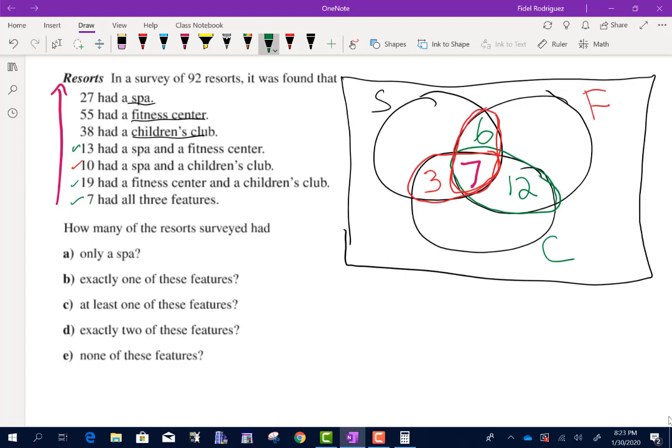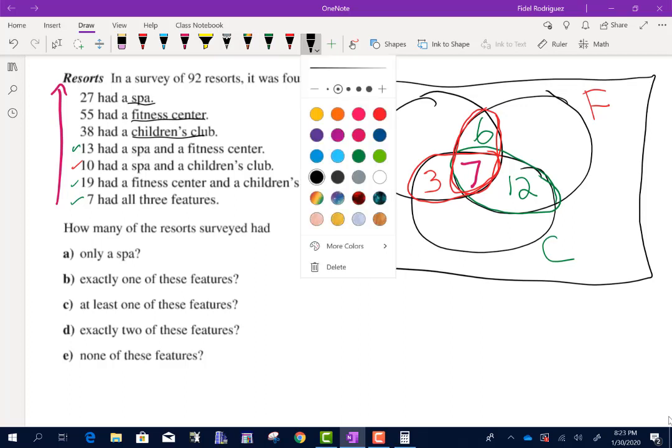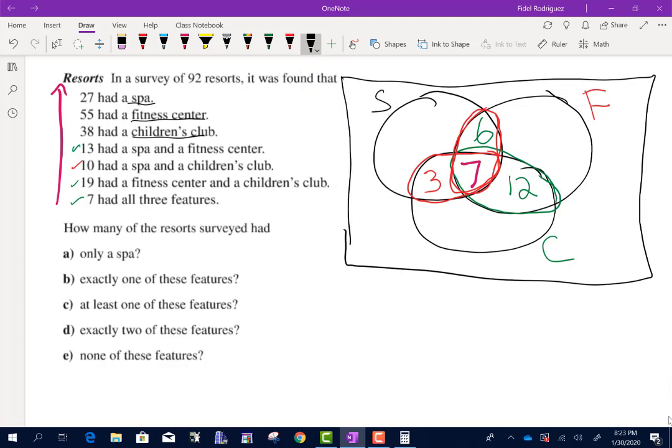38 had a children's club. So I want you to notice something here. Let's just go with black, and I'll make the circle maybe a little thicker. Okay, so let's see. 38 had a children's club. Well, everybody that's in this circle has a children's club, okay? So if 38 had a children's club, I need to add these three numbers together first.